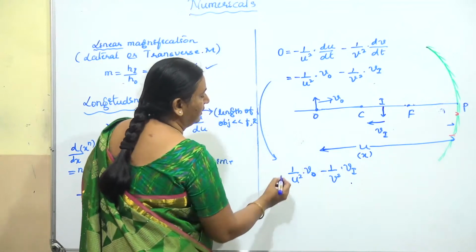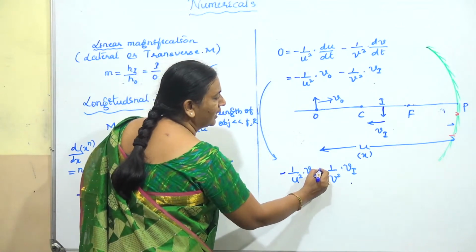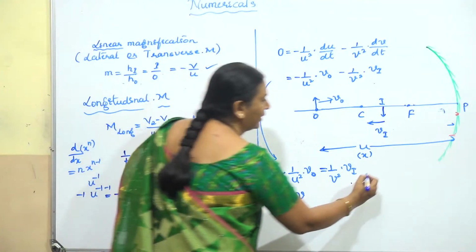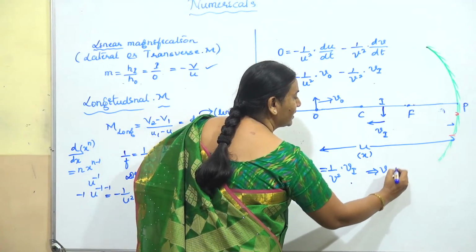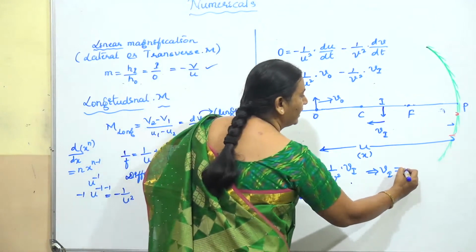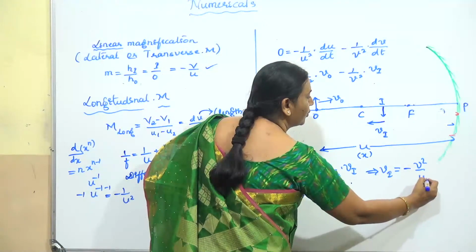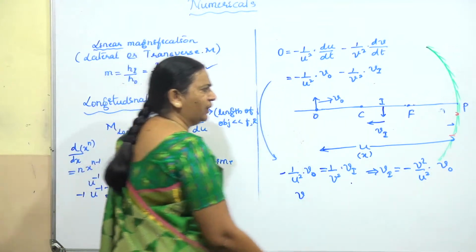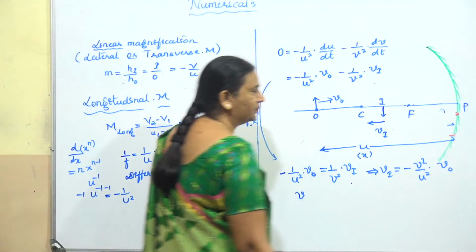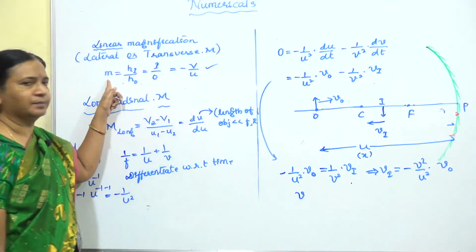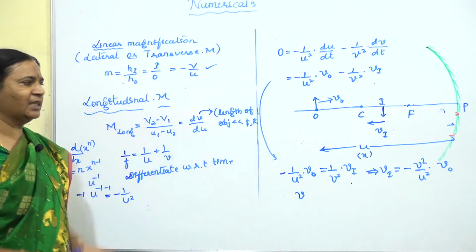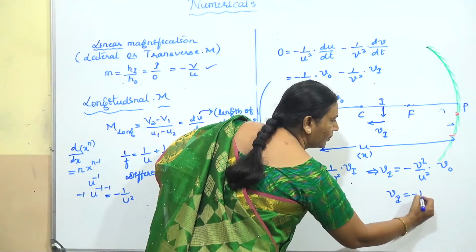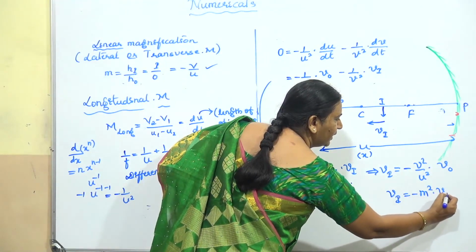If I separate both of them, one becomes positive, one becomes negative. So what is the speed of the image? I can write it as minus of v square by u square into the speed of the object. But what is our v by u? v by u is actually minus m. Minus m square becomes again m square. So the speed of the image will be equal to minus m square times the speed of the object.